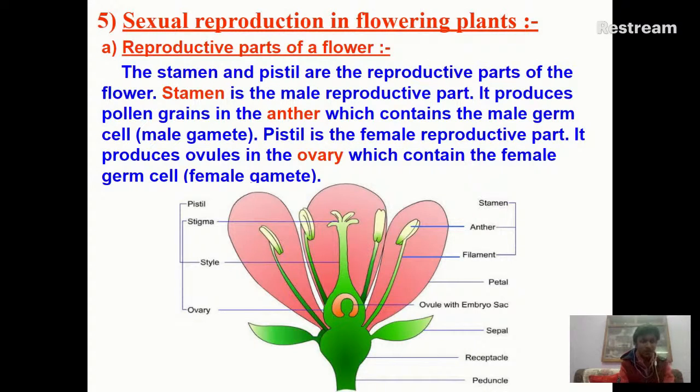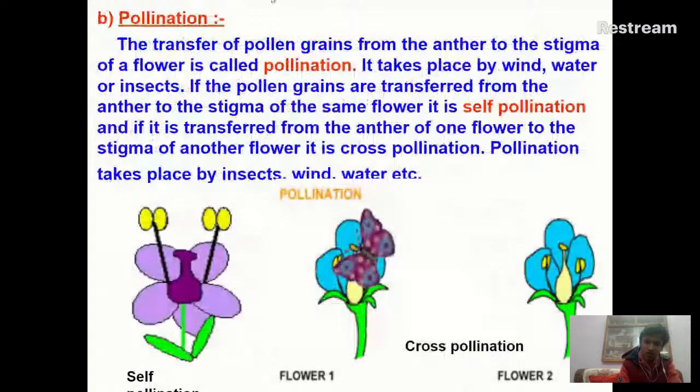Okay, now let's move further to sexual reproduction in flowering plants. One minute, guys. I have to again share the screen. Just wait a minute.